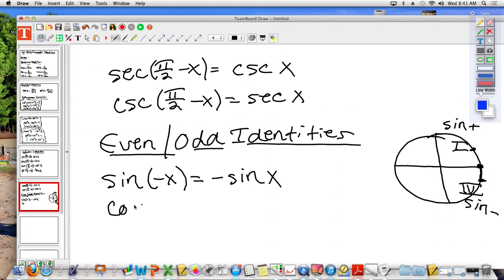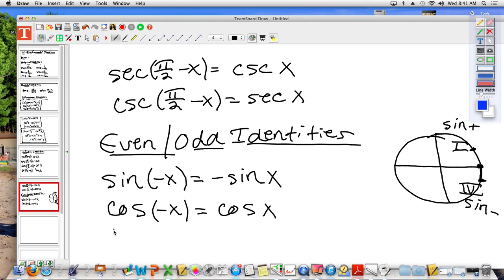The cosine of a negative x is equal to the positive cosine of x. Now if you think about that, when you are in quadrant 1 versus quadrant 4, the cosine values are the x values. The x's are positive in both quadrant 1 and in quadrant 4. So if I rotate in a negative direction, the cosine value is going to be positive, but if I rotate in a positive direction, the cosine value is also going to be positive. That's why we don't have a negative in front of the cosine of x.